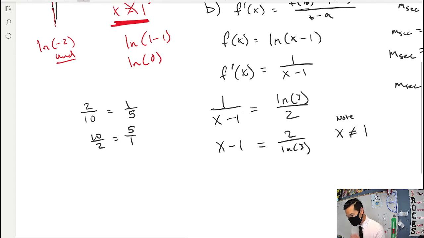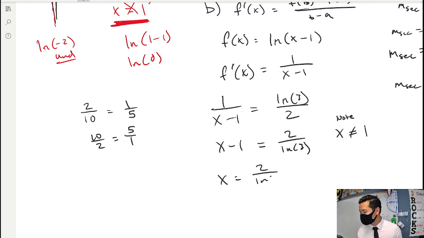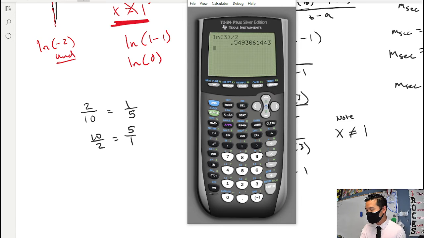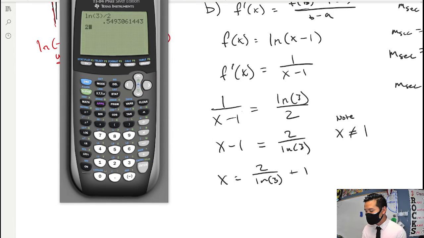All right. You ready for me to solve this? Add the 1 over, I get x is equal to 2 over the natural log of 3 plus 1. Ta-da. It's done. If you want the decimal, you could plug it in the calculator, but I don't really care for the decimal. But if you really want it, 2 over the natural log of 3, add 1 to it, and my answer is going to be 2.82 and some decimal values.